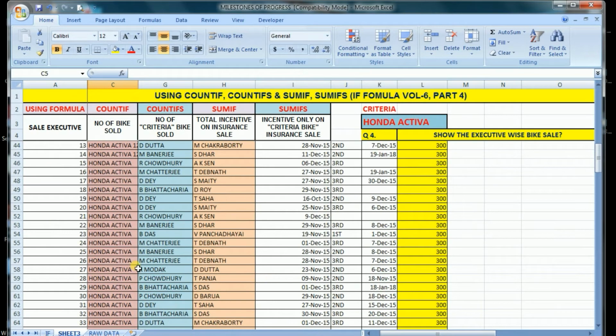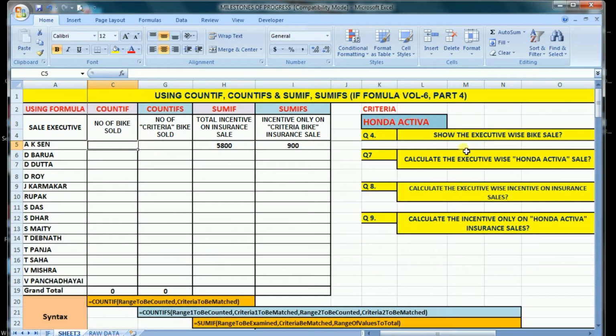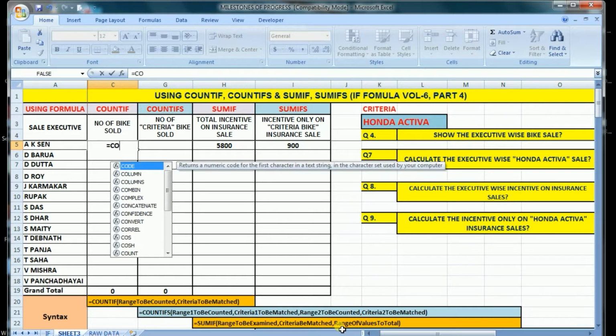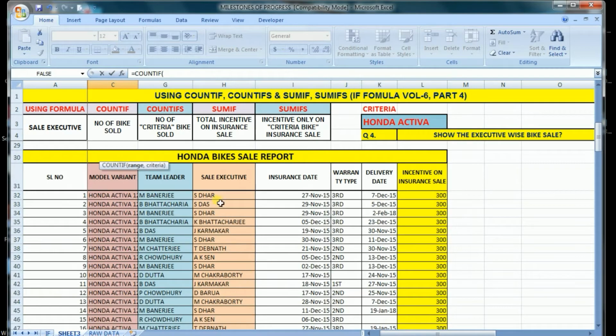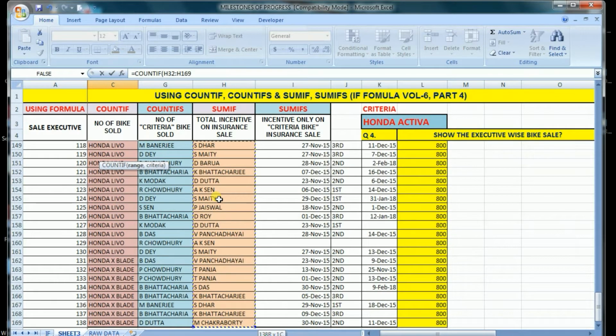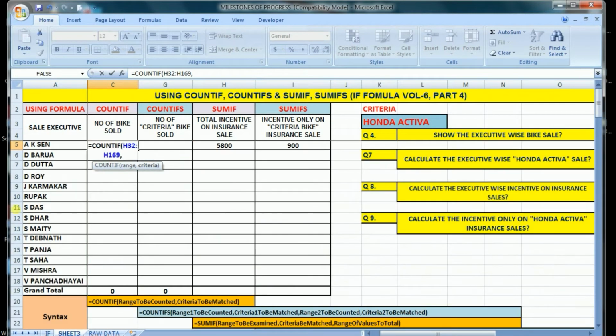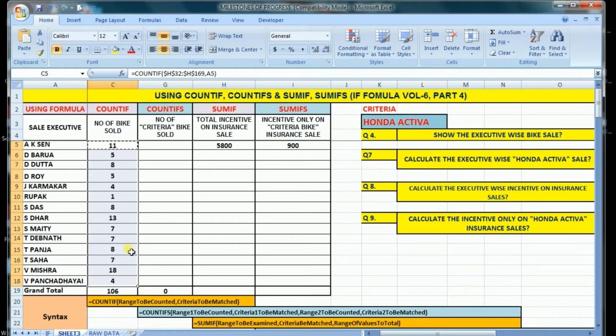Here is the database. For the executive wise bike sales, we first calculate equal to Countif. Our range, friends, is here. This is the range, and the criteria is AKSN. That means how many bikes AKSN sold. Here the total bikes sold by AKSN is 11. After that we have to fix the data for the further calculation for the other executives' data. Okay, copy and paste.